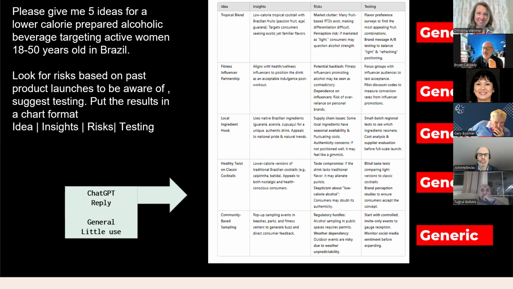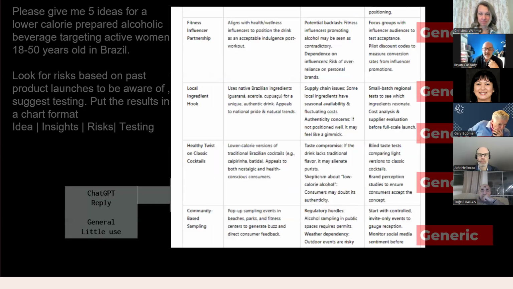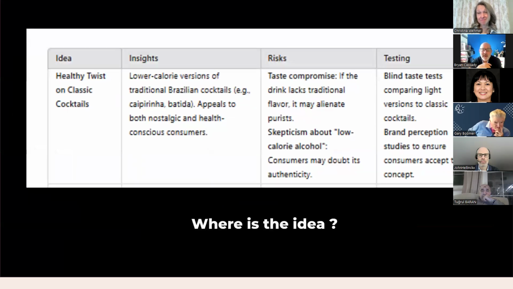Well, it's going to be generic, really kind of useless ideas. To give you an example of one, it's a healthy twist on classic cocktails, and it's a lower calorie version of traditional Brazilian cocktails like a Caipirinha, and it appeals to both nostalgic and health conscious customers. That, for me, ladies and gentlemen, is a big yawn. There's nothing there. There's nothing good. There's nothing interesting. There's nothing exciting about it.